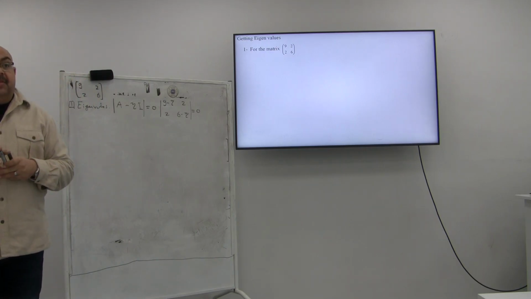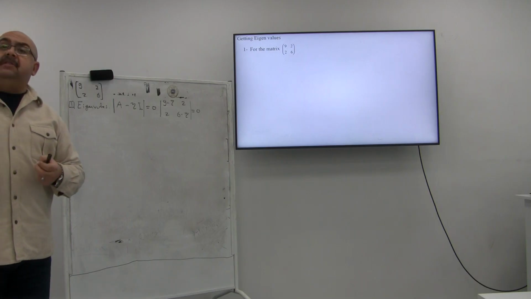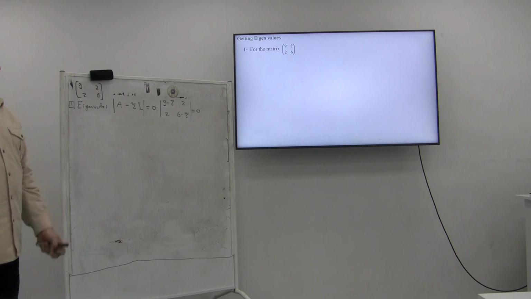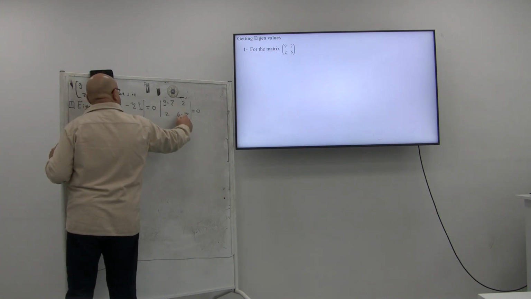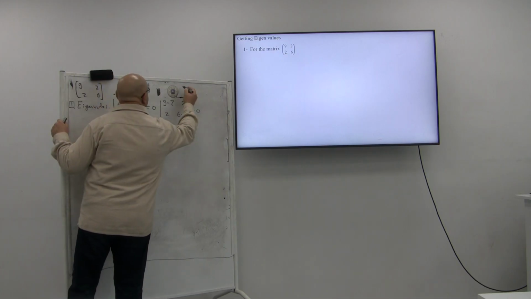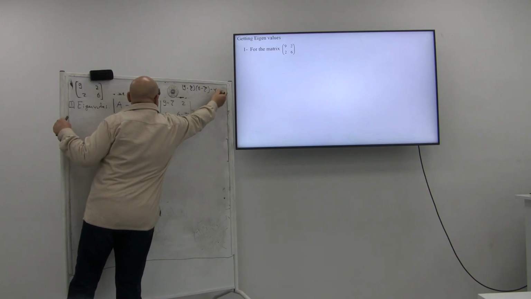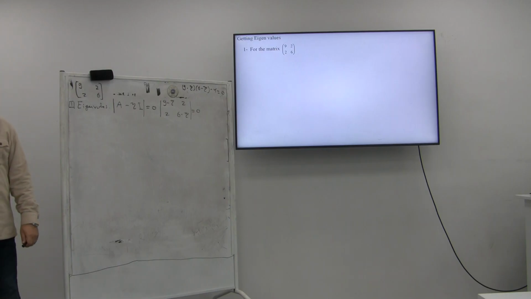So, then the second step, what's gonna be? I will try to expand, Mr. Adham, this equation. Try to expand the determinant. I will multiply (9 minus eta) times (6 minus eta). So it's going to come up to (9 minus eta)(6 minus eta) minus 4 equal to 0. Any questions? Okay.